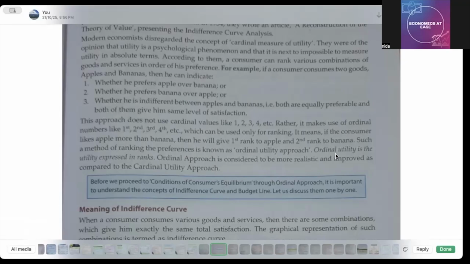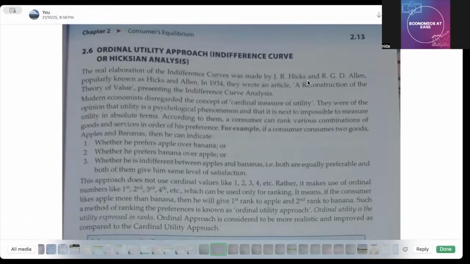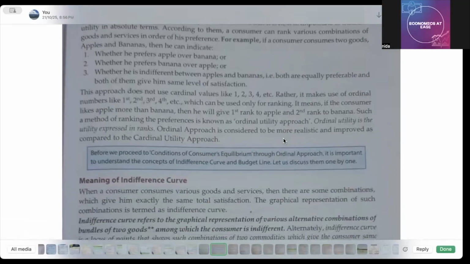Ordinal utility is the utility expressed in ranks. So when we express the satisfaction in ranks, it becomes ordinal utility. When we express it in utils or monetary terms, then that is known as the cardinal utility approach. That was given by Marshall. And this one was given by Hicks and R.G.D. Allen. I hope it's clear now.